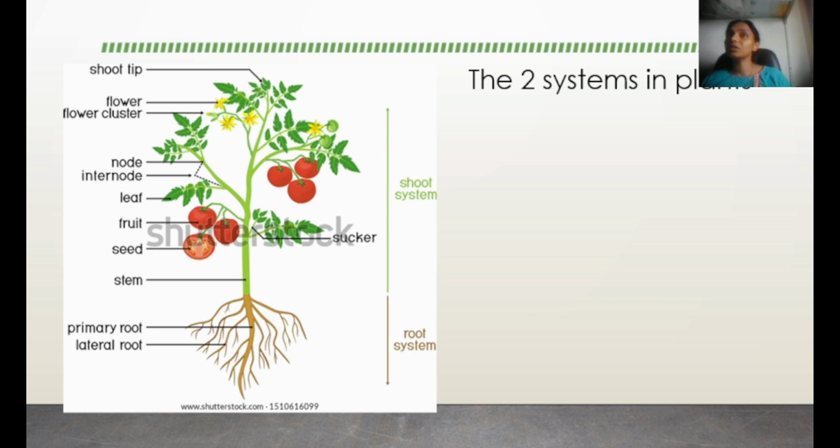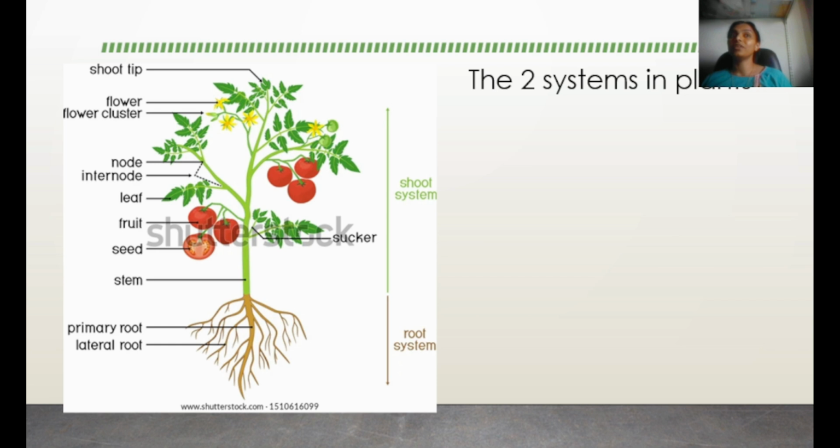Now, let's take a look at the two systems in plants. As you know, a plant has two phases: the part of the plant below the ground, below the soil, and the part of the plant above the soil. The part of the plant below the soil is called the root system, right? So, the root system will have the roots.